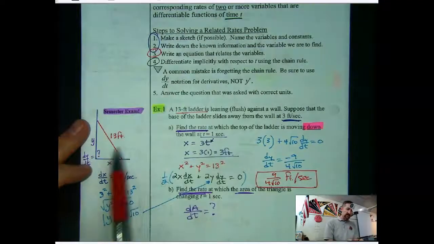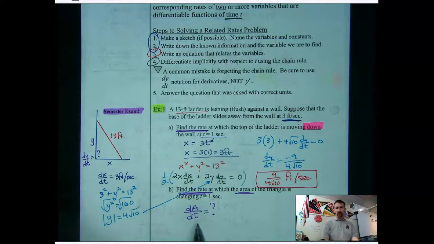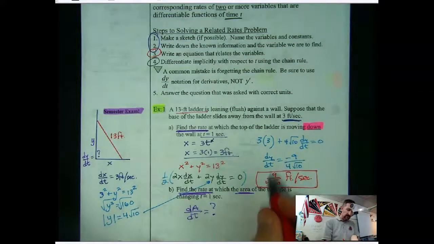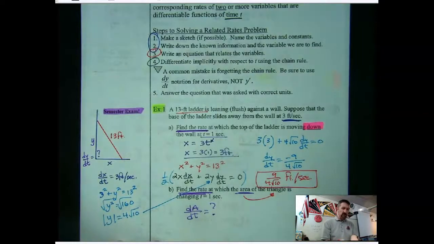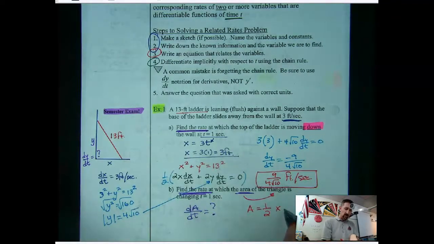Now, so that's step 1 and 2. And this is part of step 2 here. What are we trying to find? So then step 3 is an equation. Well, the area of a triangle. Well, that's pretty basic. There are multiple formulas for the area of a triangle, but 1/2 base times height, but the base is x and the height is y, so 1/2 x times y. Step 3. Step 4 is to take the derivative of that.